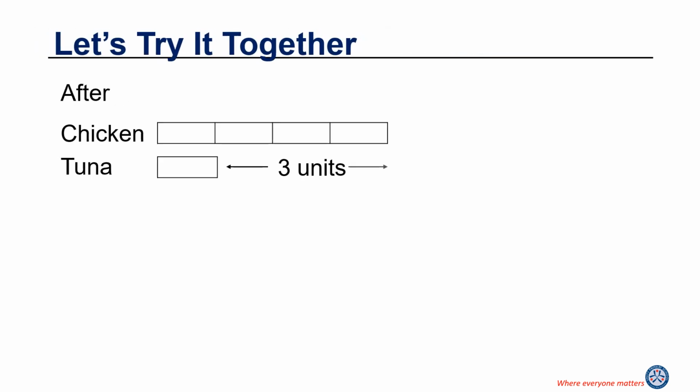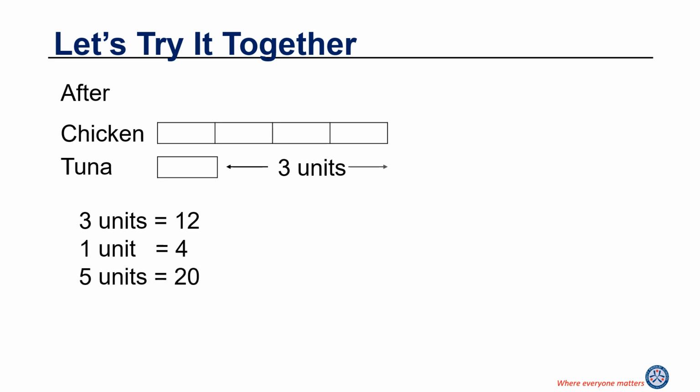We take 1 unit to represent tuna pies and 4 units to represent the chicken pies. The difference is 3 units. 3 units represents 12 pies and 1 unit will represent 4 pies. In the end, there is a total of 5 units. So 5 units will represent 20 pies.